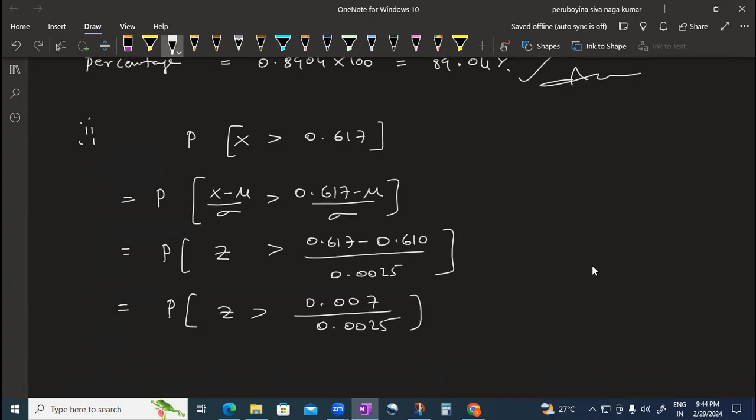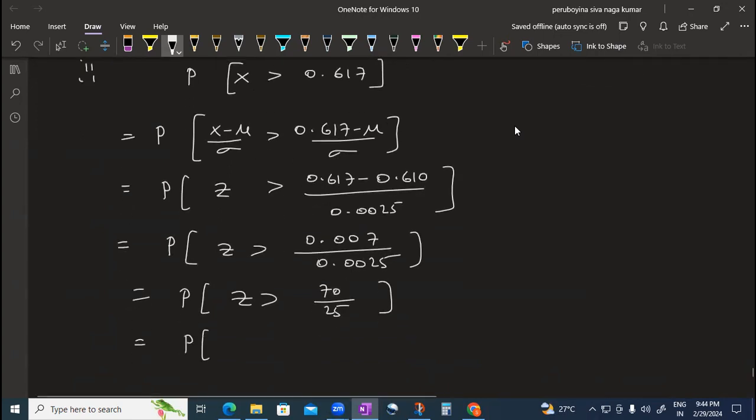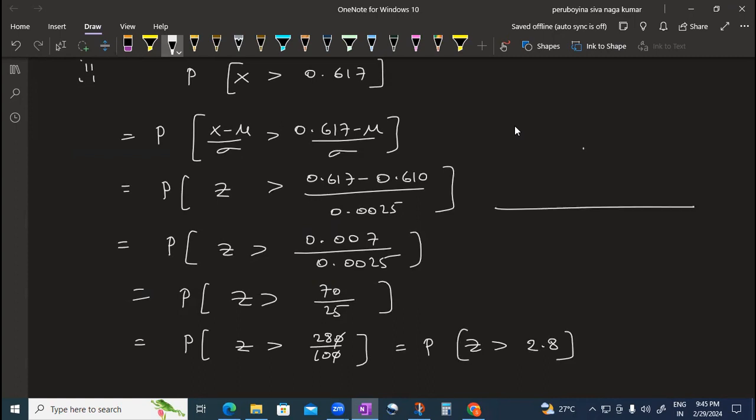So this will be 70 by 25. That means probability of g greater than 70 by 25, multiply with 4, 280 by 100. One 0 got cancelled. Probability of g greater than 2.8. So create a graph. 2.8 means a positive value. This is 2.8. The covered area is greater than 2.8. That means this shaded part. This is the shaded part required.